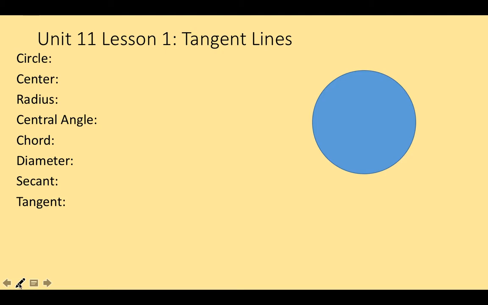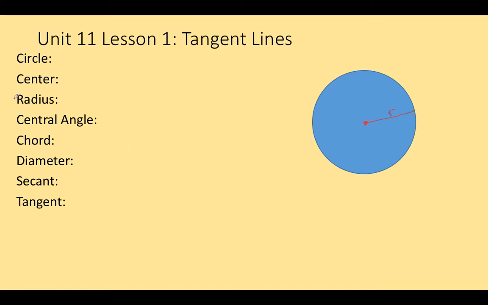Okay, we've got a number of things that we need to do here, and so just some vocabulary. You know what a circle is. It's the locus of points, the set of points that is equidistant from a point. And we call that point the center of the circle. You know what the radius is. We talked a lot about that in chapter 10. The radius is the distance from the center of that circle out to the circumference.